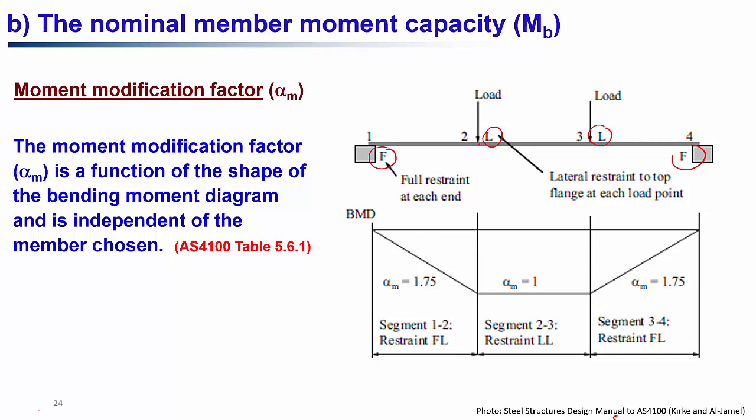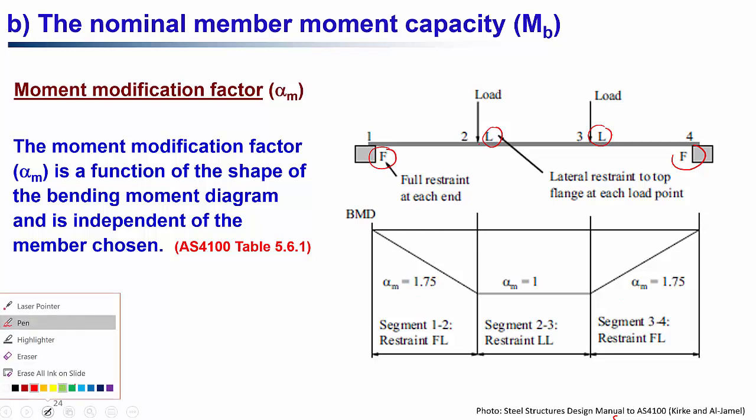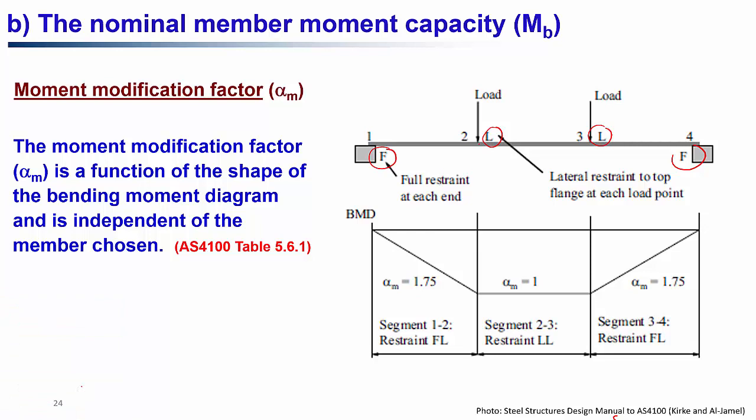Good. Now, in this bending moment diagram, let me use a different color here. In the middle portion, as you can see, there is a constant moment here. Good. So there is a constant moment in this region. What it means is that the top flange will be in compression uniformly within that section, and the bottom flange will be in tension uniformly within that section. That means it will have a uniform tendency of lateral buckling, right? The compression is uniform throughout this segment 2, 3.